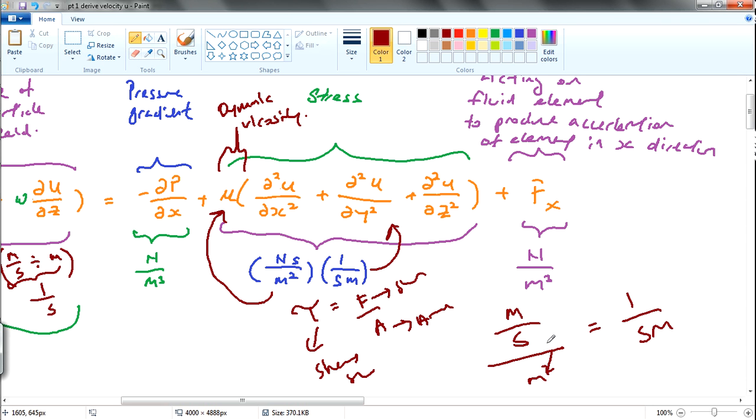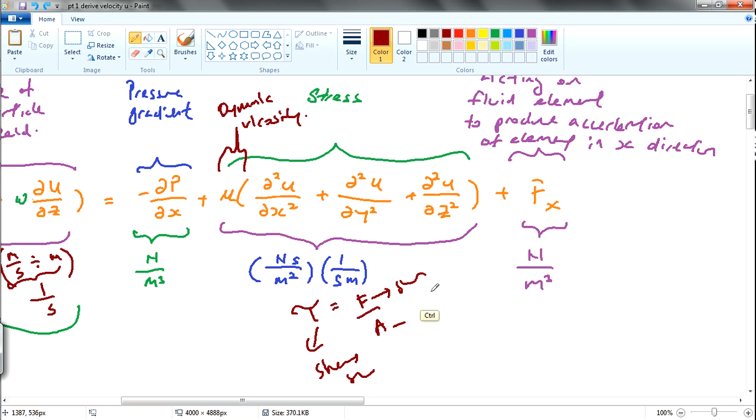How do I get so? I just cancel away this, and maybe I should let you see in a clearer view. Divided by 1 over meter square. Divide by the meter square equals meter per second times 1 over meter square, cancel, you get 1 over second meter. So I have this over here. So this is all it is.